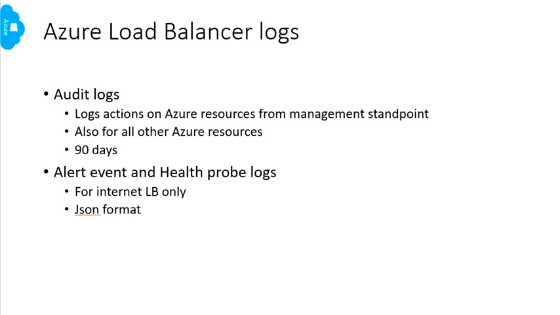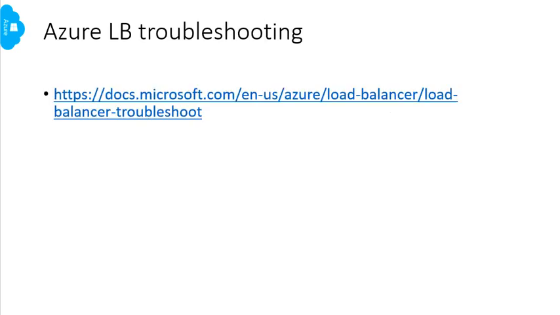Then we have the logs associated with it, every 90 days. Also for all the other Azure resources, log actions, and then we go to the alert for internal load balancer only, and then you go to JSON format. Then you have the troubleshooting. This is the guide from Microsoft where you can basically navigate and use it.